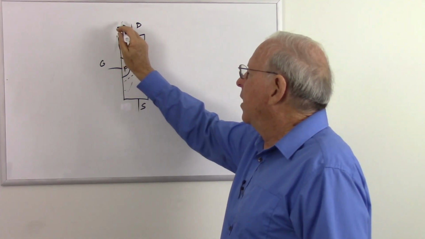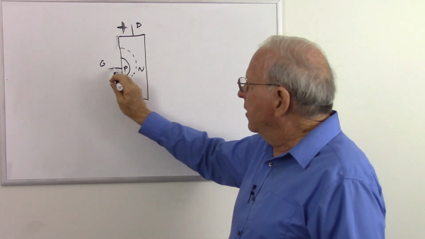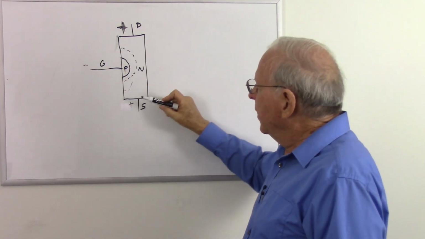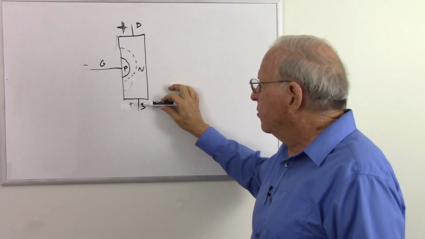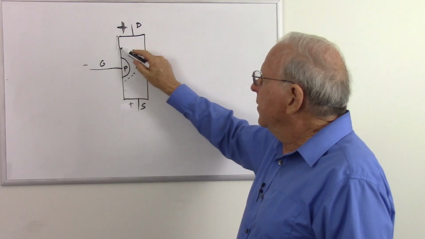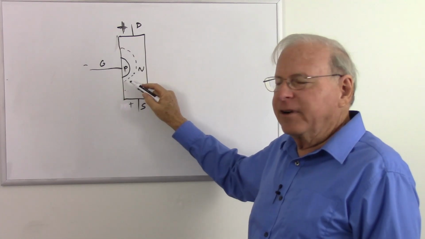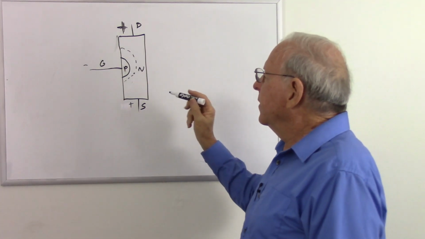Let's make this really positive. That's more positive than that. So compared to the gate, which is negative, both the source and the drain are positive, but the drain is more positive than the source. So we get a bigger depletion region here than there. Does that make a difference? Not really. It's just a different way of illustrating it.